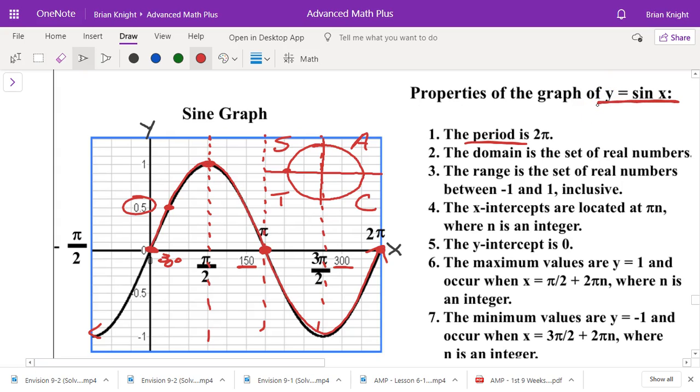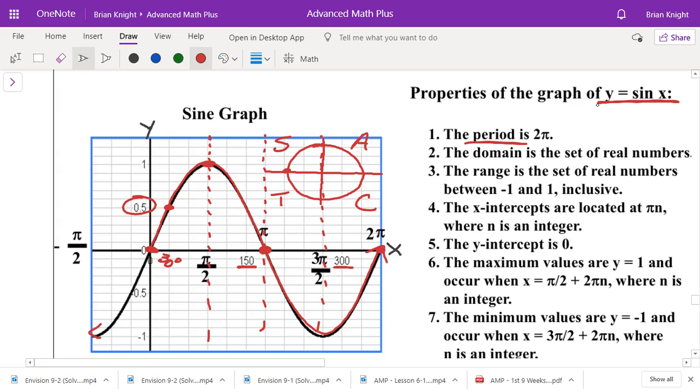All of this stuff can change by changing the equation, right? This is the parent graph. Now when you started doing quadratics, you just started with y equals x squared. This is just the beginning. So all of this can change, but for today, it's just sine of x or cosine of x. We're just doing the parent graph today.